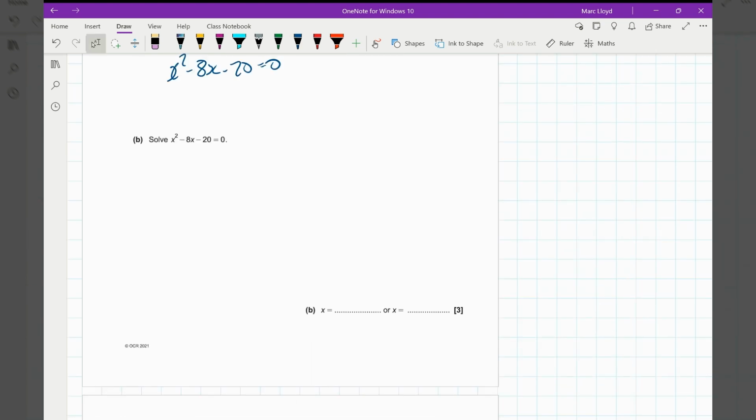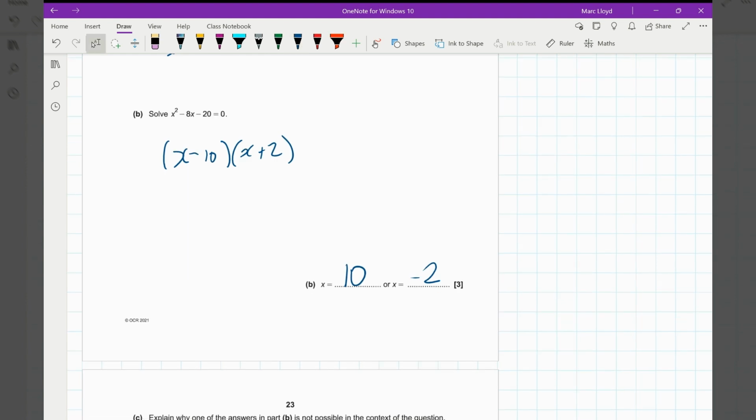So, will this factorize? Yes, it will. So x minus 10, x plus 2, so they both multiply to make minus 20, and they add to make minus 8, and that gives us a solution of 10 and negative 2, because these are the values that we sub in to make a bracket equal to 0, and if we have one of the brackets equal to 0, when it's multiplied to the other one, no matter what it is, we will get 0.